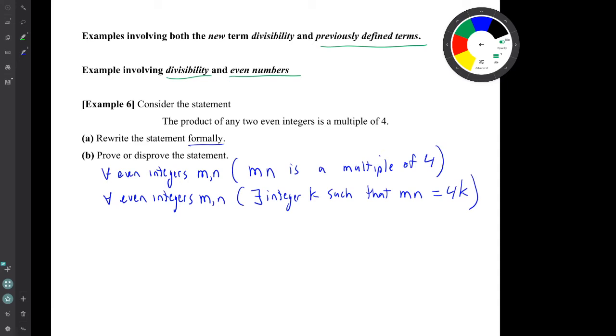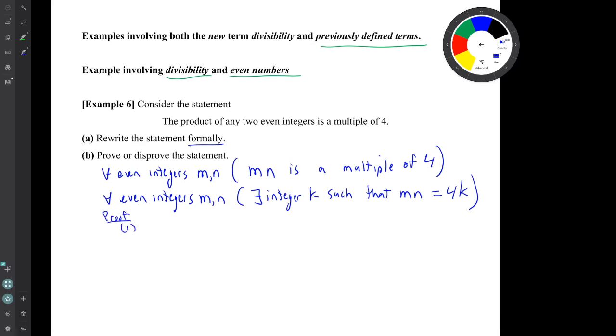Do we believe that this statement is true? The product of any two even integers is a multiple of 4. Well, yeah, it seems believable. I mean, 6 is even, 14 is even. 6 times 14 would be 84. That's even, and so forth. But we can't use an example to prove it. We have to do a general proof. Well, let's do the proof right here.